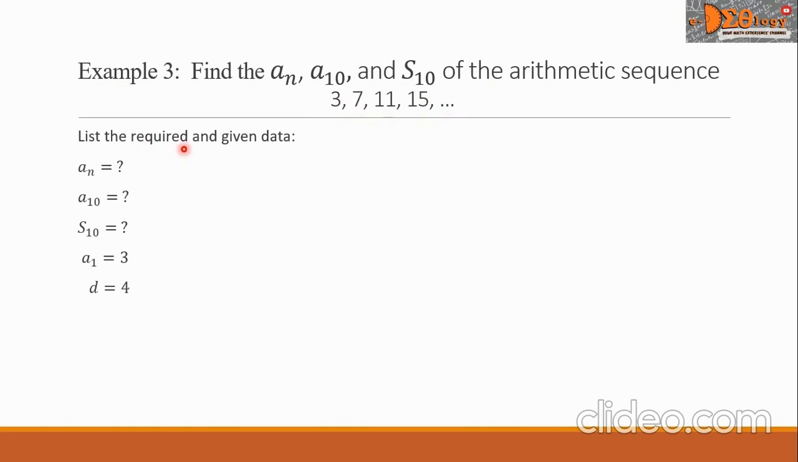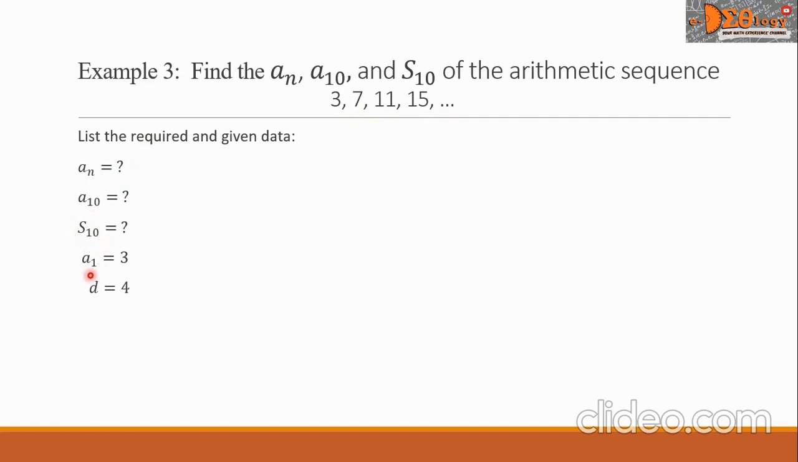Let us list the required and given data. The first is a sub n. This is the general nth term. Next is a sub 10. It means the 10th term. Next, s sub 10. This is the sum of the first 10 terms.